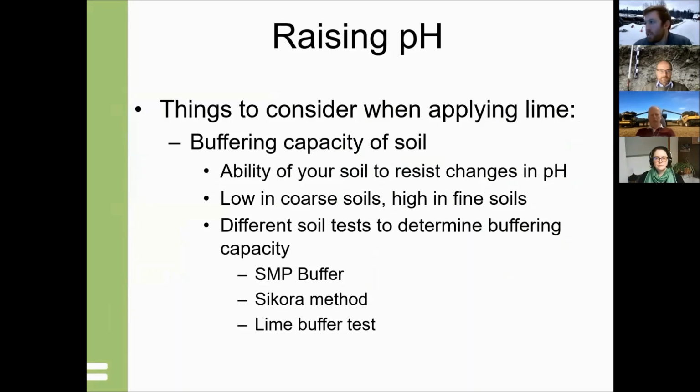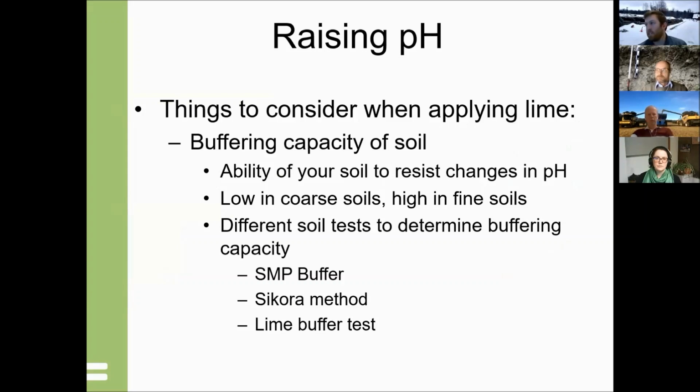So I know Dieter has talked about this a little bit before, but when you're applying lime, a thing to consider is the buffering capacity of your soil. The buffering capacity is the ability of your soil to resist changes in pH. So it's lower in coarse soils and higher in fine soils, and it's related to your cation exchange capacity, which is similar. And there are different tests to determine the buffering capacity.